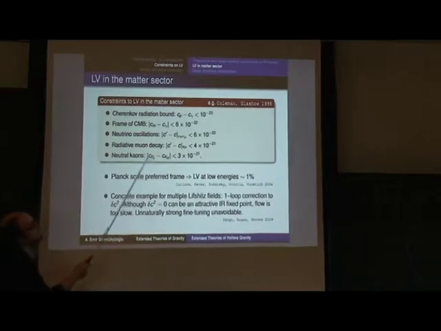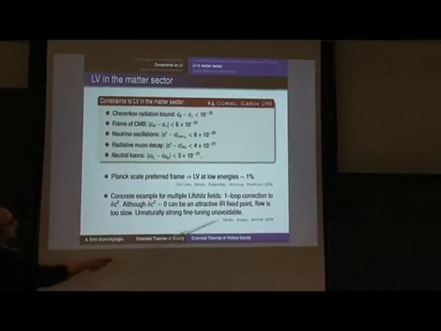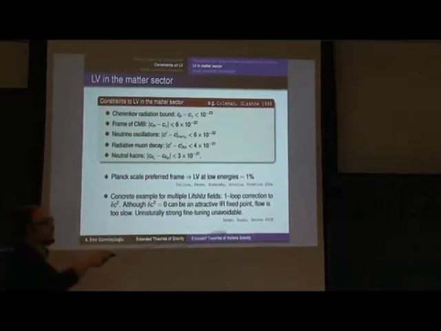About 1% difference in the propagation speeds of different species. And this was basically argued in this paper, and then a concrete example was introduced by Yengo, Russo, and Cerrone, where they considered two Lifshitz scalars, and they calculated one-loop corrections to the propagation speeds and found the difference, basically. And although you can still make delta c squared equal to 0 an attractive IR fixed point, they found that the flow is too slow.